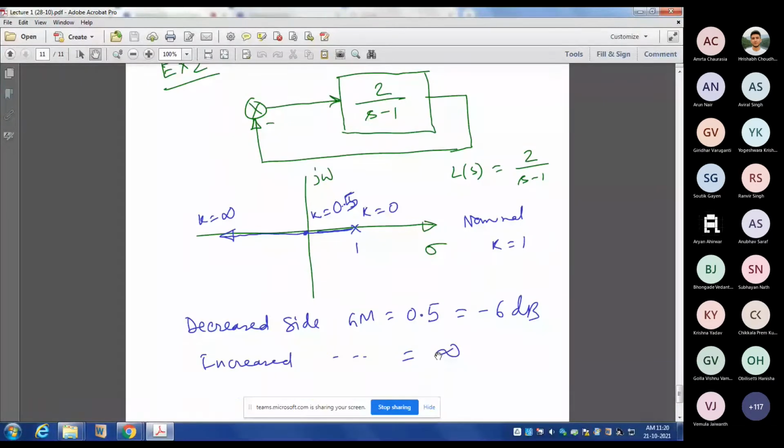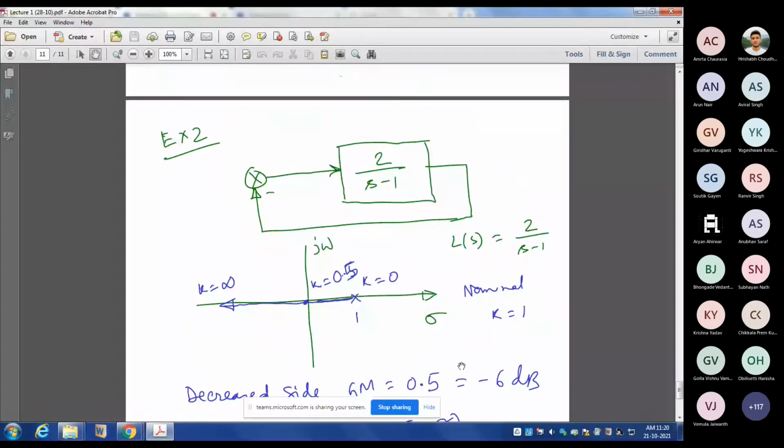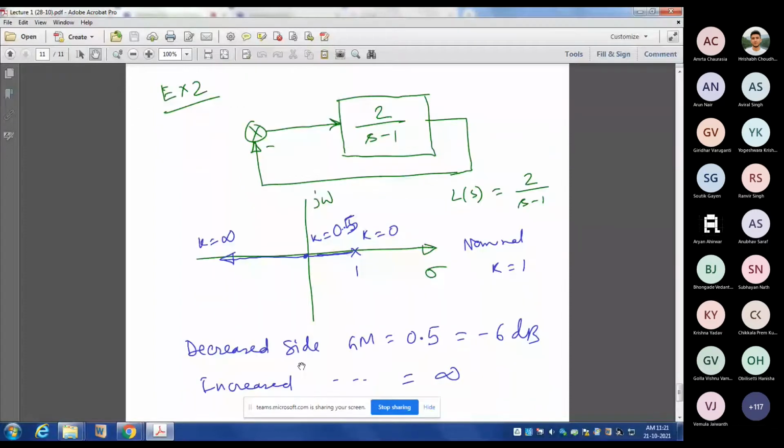But if you reduce the gain by a factor of 2, the nominal gain is 1, but if you make the gain 0.5, that means a factor of 2 reduction, then what will happen? The system will become unstable. So here the decreased side gain margin, or lower side gain margin, is 0.5 divided by 1. So that is equal to minus 6 dB. This is one important thing.